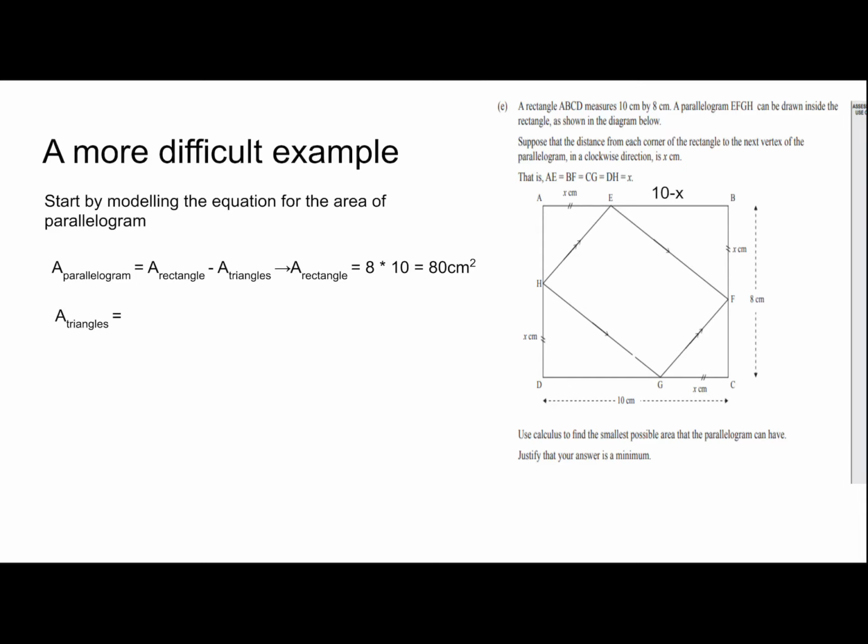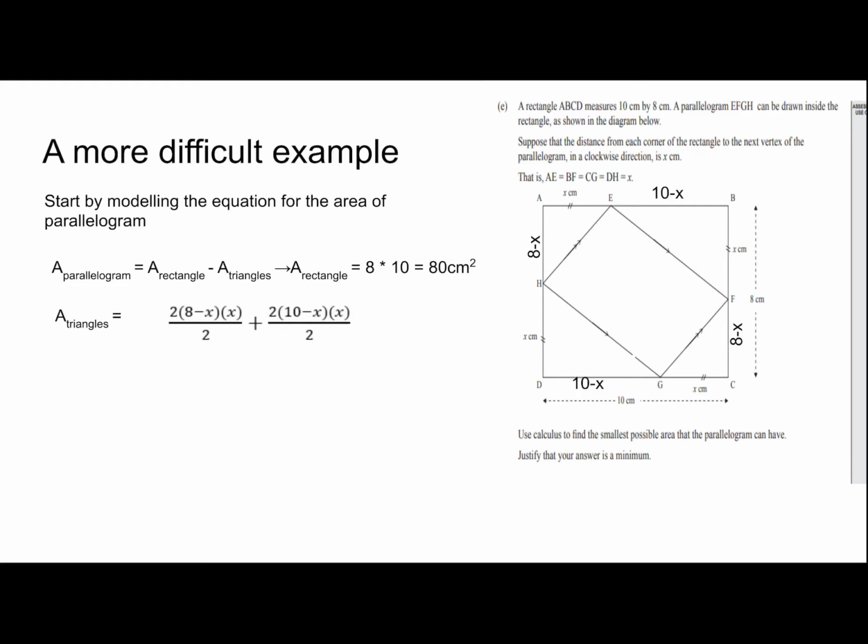So we're going to label our sides. We know that this whole side is 10 centimeters, and that one part of that side is x centimeters. So the remaining side must be 10 minus x. And this is exactly the same for the other side. We know the entire side is 8 centimeters, and that one little side must be x centimeters. Therefore that other side there is 8 minus x centimeters, and that's the same for both the other sides there.